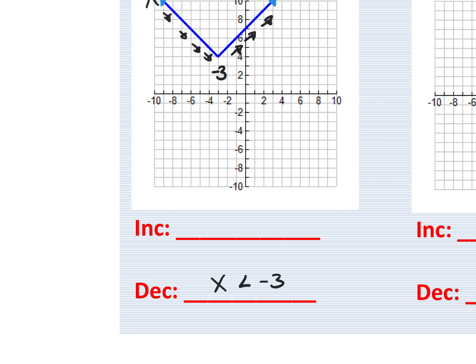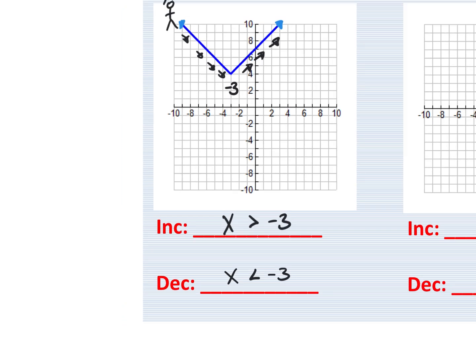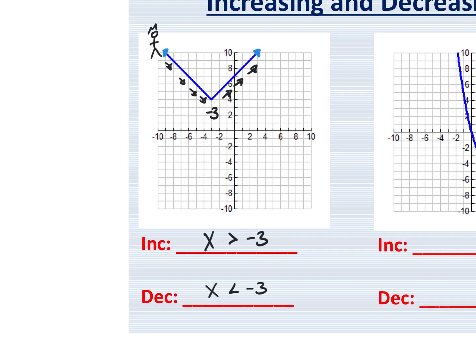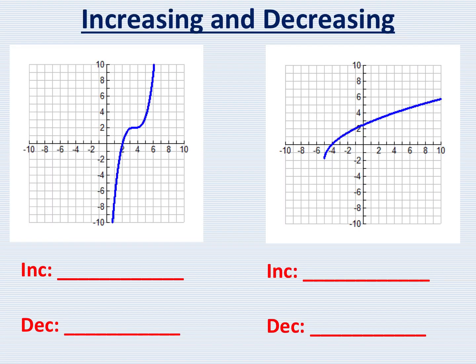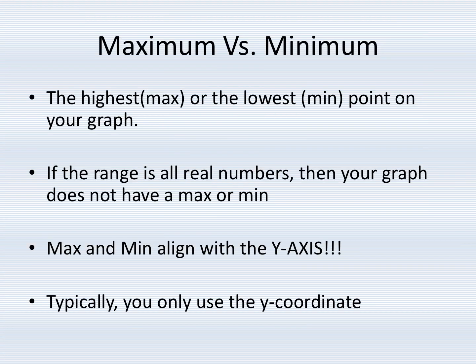However, when x is greater than -3, what is the graph doing? It's going up, which means it is increasing. So all you've got to do is switch the inequality to be able to write that out. Okay? I don't expect this to be perfect, but you're going to try these and we'll go over more of them tomorrow. All right. So, I'm going to leave the other ones for you to look at.